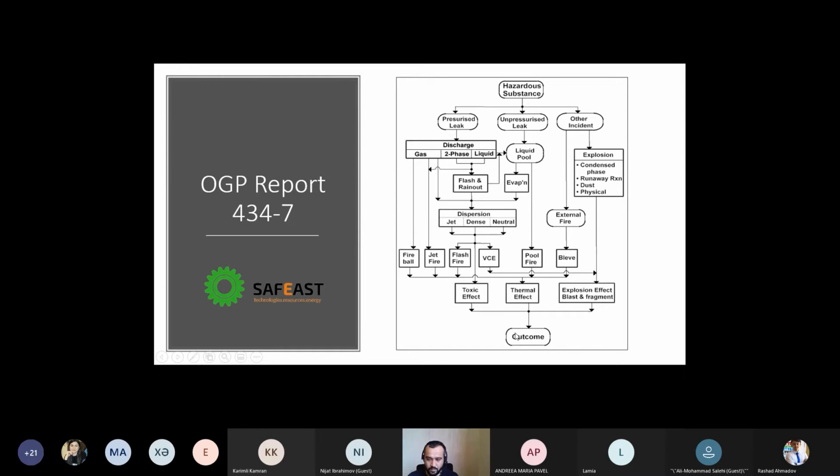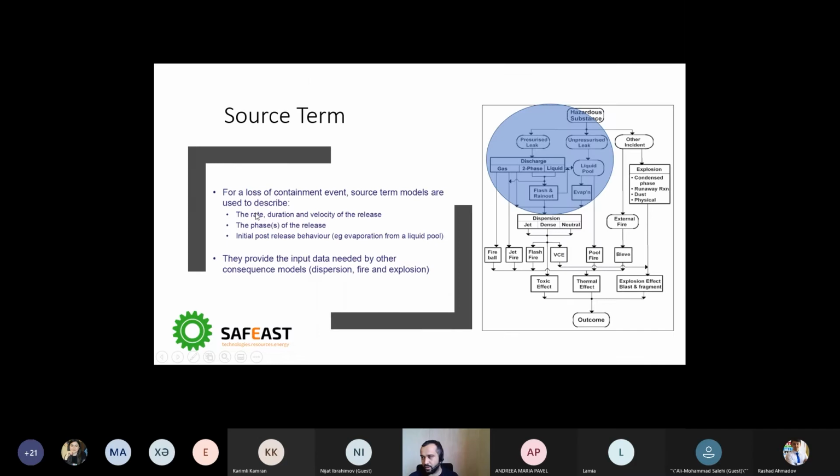When I say physical outcome, it could be a fatality, it could be injury, it could be damage to environment, it could be destruction of the building. So this kind of physical effect. So I will take you through this flow chart, basically to see certain aspects of the different release and different fire scenarios. But remember, this OGP report is always a good reference for consequence modeling.